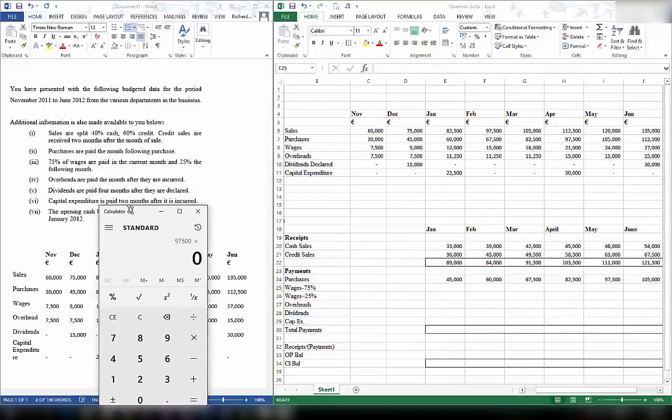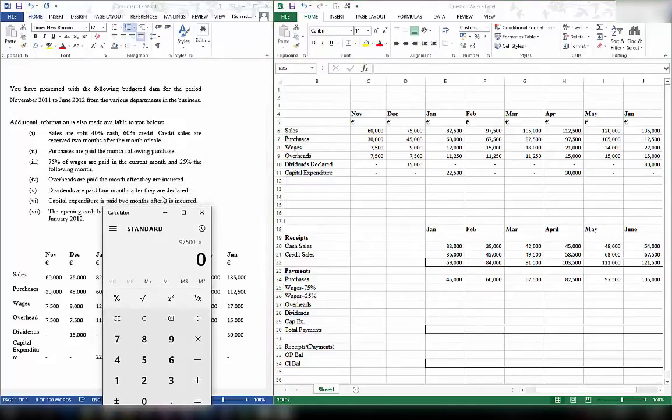So next now we had our wages. 75% of wages are paid in the current month and 25% the following month. So we've got to divide up our wages: what has to be paid this month and what has to be paid next month. So let's look at our wages here. For January, apologies, our wages were 12,000. So 75% of 12,000 will be paid in the current month and 25% will be paid in the following month.